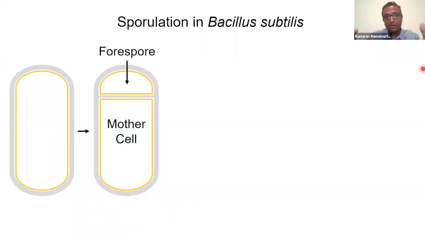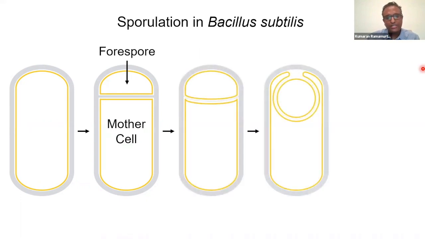There's a smaller cell called the forespore, and then a larger cell called the mother cell. What I should point out here is that they both contain the same genome. So they're genetically completely identical, but as you're going to see in a moment, they're going to have different cell fates. The next step in sporulation is that the bigger cell, the mother cell, begins to swallow the forespore in a process that we call engulfment.